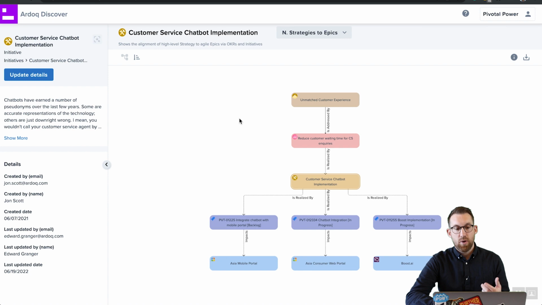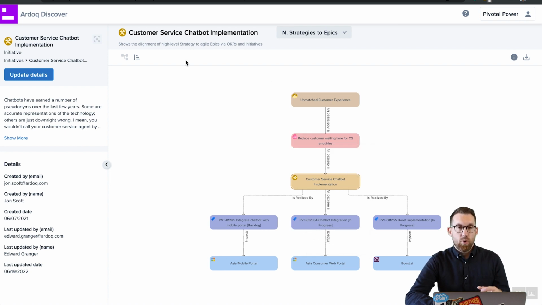In this instance, what I've done is pretend to be a project manager who's looking at their project around implementing a chatbot. I can see what the ongoing epics are, as well as which applications those epics are impacting. The great thing is the application owners have a similar view, as well as the business owners that are in charge of that objective and key result.